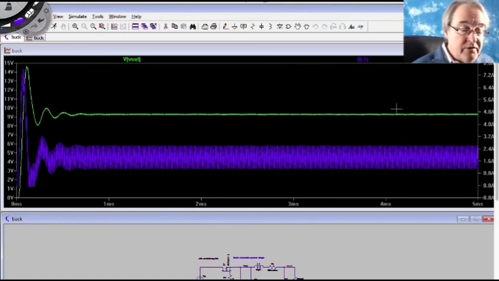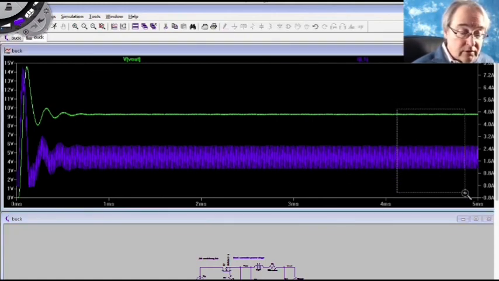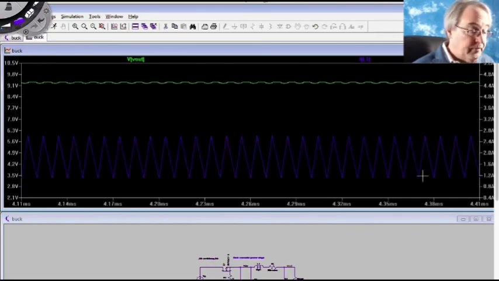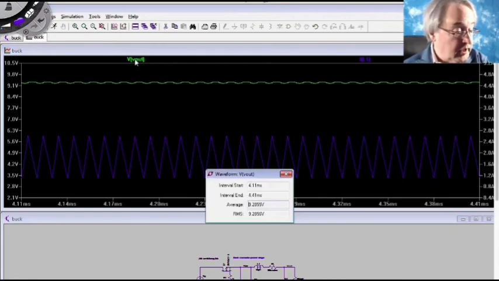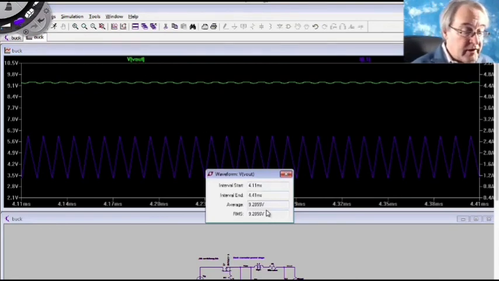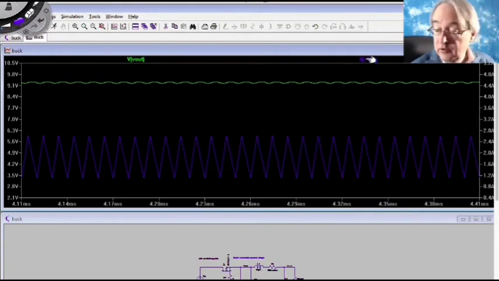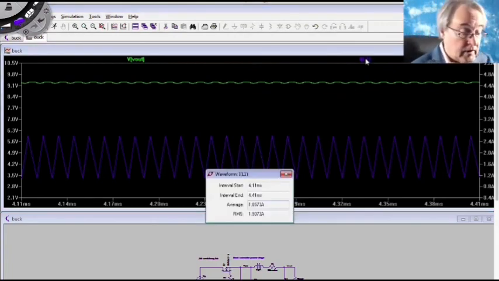We can measure those values as well using SPICE. So we zoom in at some point after the transient is done, and then we can control click to measure the average voltage, 9.2855 it says. So again, a little bit less than 10 volts. We can also control click on the current to measure the average inductor current. It says that is 1.8573 amps.